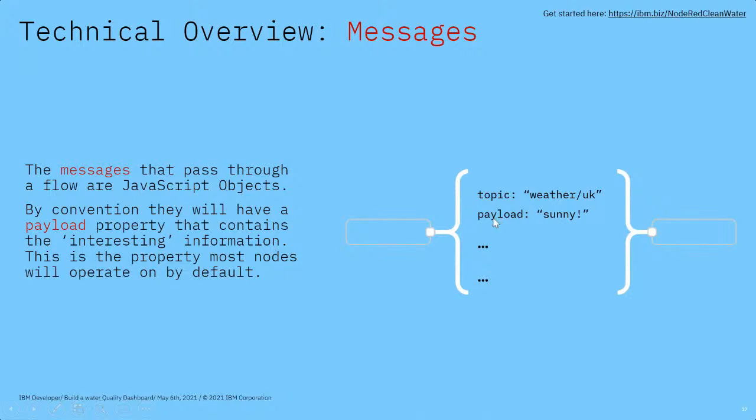So this payload property contains the information that the weather in the UK is sunny today. All right, I hope now it makes sense to you. This is the property most nodes will operate on by default. So by default, they will have a payload, and Fawaz is going to show you in detail what payload is, where it is, and how you can access it. He'll be going into details of that when we do the hands-on.